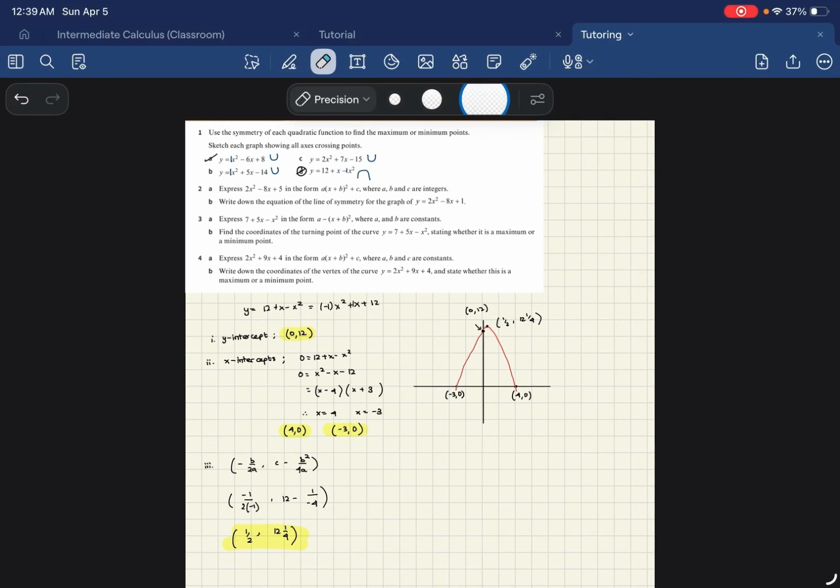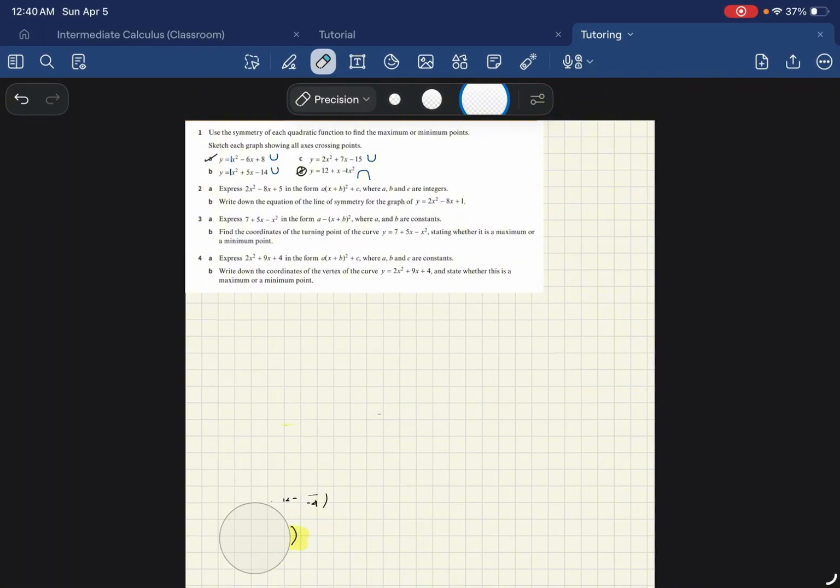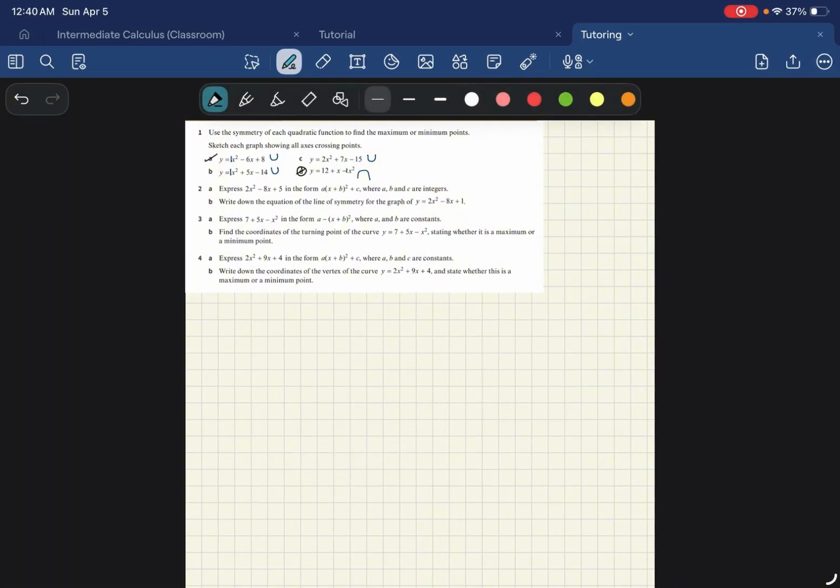All right. So you can feel free to try C and B on your own. I think the numbers are a bit messy on those two questions, but you can just try to give a rough sketch rather than drawing it accurately. All right, let's move on to question 2.